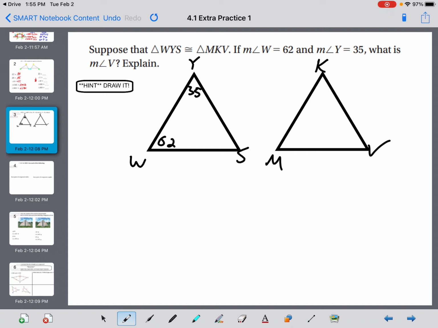Well, we know a few things already since they are congruent. Okay. Angle W is congruent to angle M, which means angle M must be 62. We also know angle Y is congruent to angle K, which means angle K is 35.